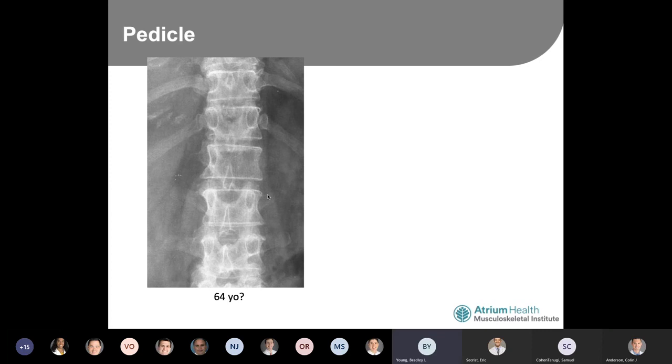Hey, it's Brad. So it's an AP of the thoracolumbar junction. See the bottom rib, so maybe that's T12-L1. L1's missing the left pedicle. It's kind of blurred out there, so it's the winking owl sign. Good. 64-year-old, so obviously you would think malignancy first. So I bet that this is a met, but can't ever rule out anything else.